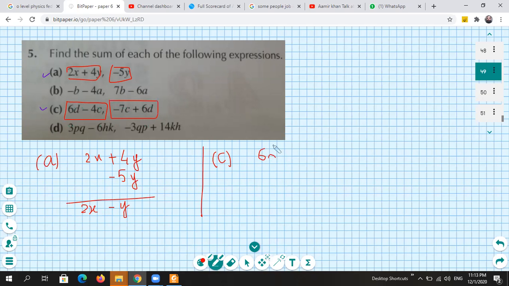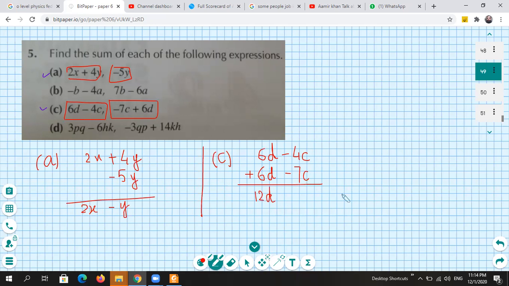Writing here 6d minus 4c. And this one, minus 7c, should be written below the c term. And 6d plus 6d should be written below the term that has d. So you can add or subtract the like terms. 6d plus 6d, same signs, addition. So 6d plus 6d gives you 12d.